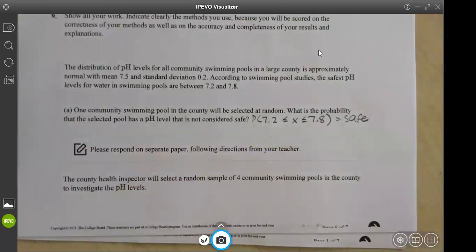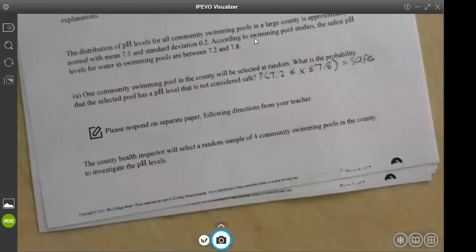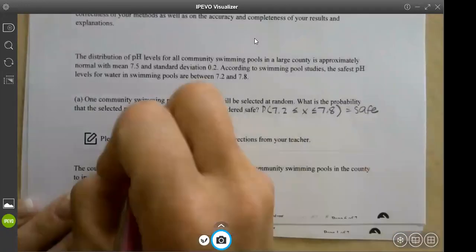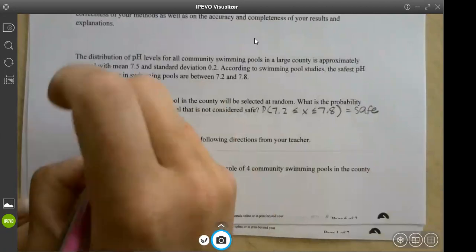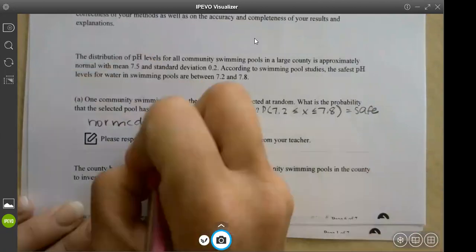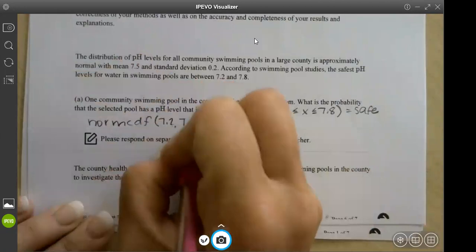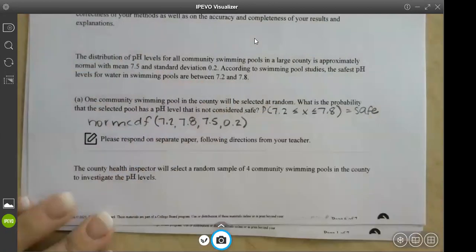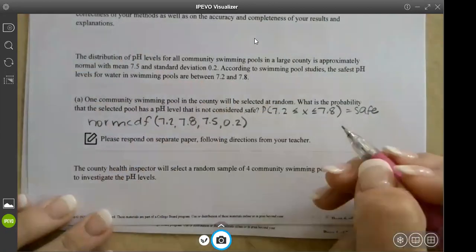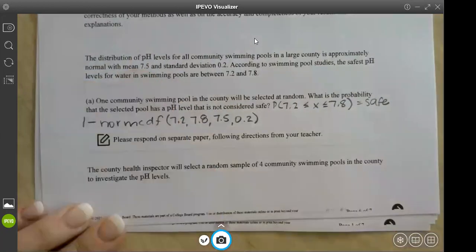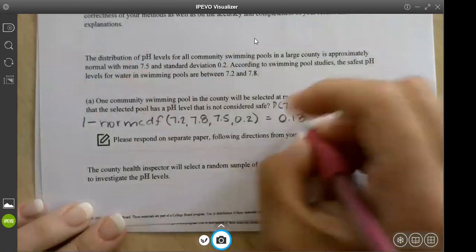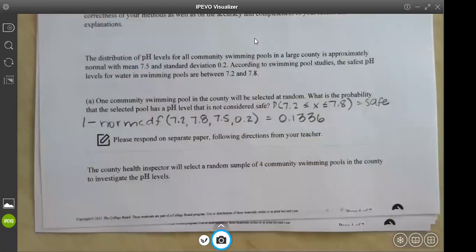She just got that. All right. So when I did this, I did normal CDF. My low is 7.2. My high is 7.8. My mean is 7.5. And my standard deviation is 0.2. And then I subtracted that from 1 to get my unsafe. And when I subtracted it from 1, I got 0.1336. Overall, most of you got that number. However you got it is perfectly fine. It obviously worked whichever way you did it.